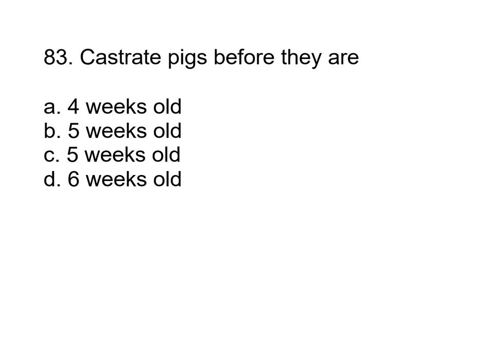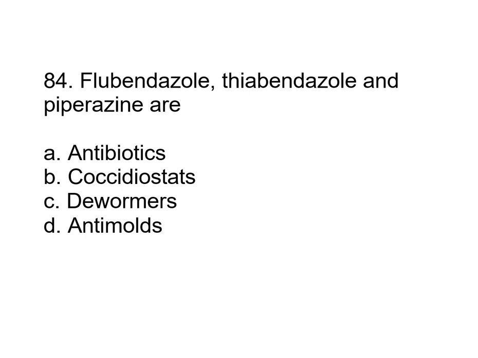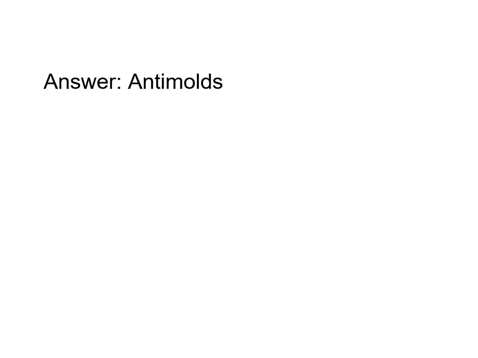Number 83. Castrate pigs before they are A. 4 weeks old, B. 5 weeks old, C. 5 weeks old, D. 6 weeks old. The answer is 4 weeks old. Number 84. Flubendazole, thiabendazole, and piperazine are A. Antibiotics, B. Coccidiostats, C. Dewormers, D. Antimolds. The answer is antimolds.